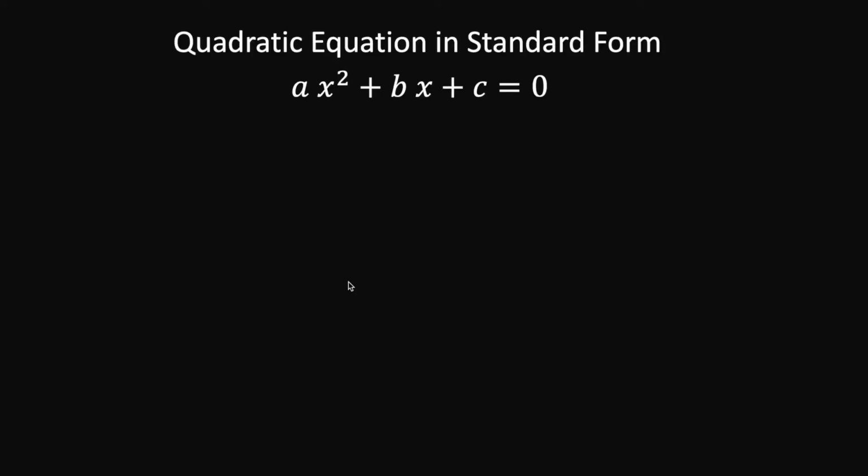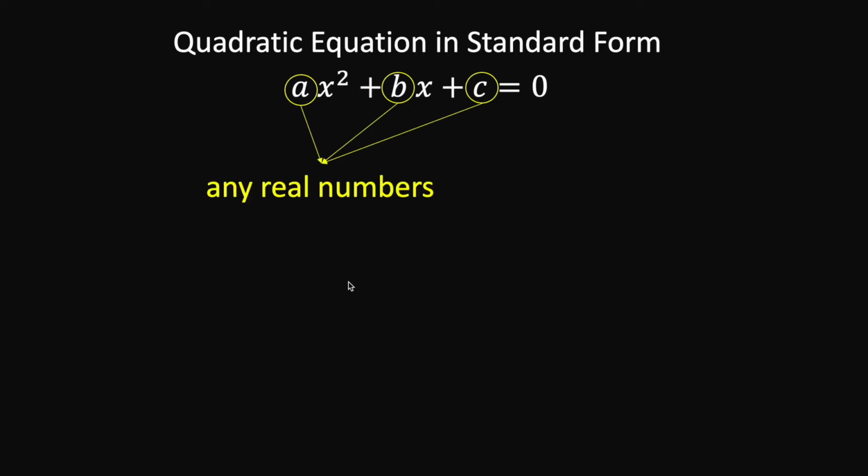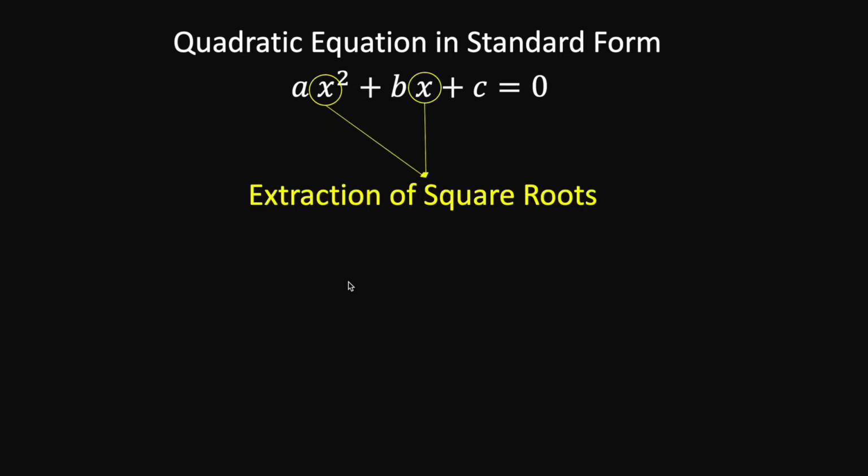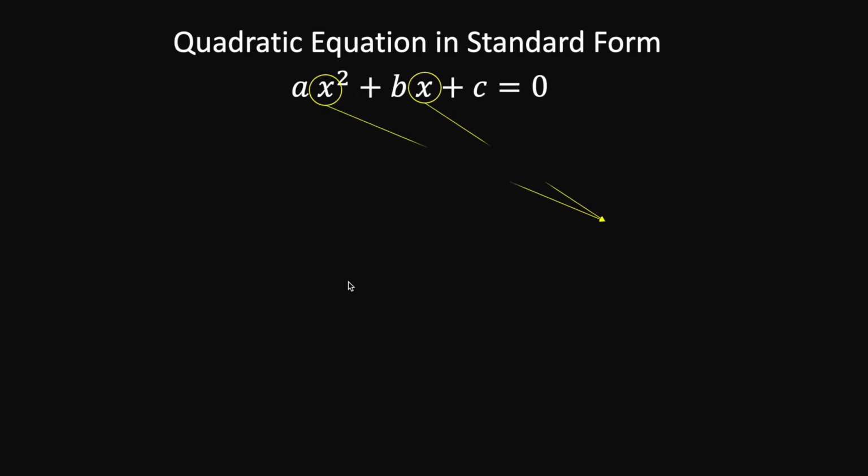Now, let us recall that this equation is the quadratic equation in standard form. And these variables, a, b, and c, are any real numbers provided that a is not equal to 0. This variable, x, is called the independent variable, and it can be solved by several methods such as factoring. We can also use extraction of square roots, completing the square, and lastly, the quadratic formula.